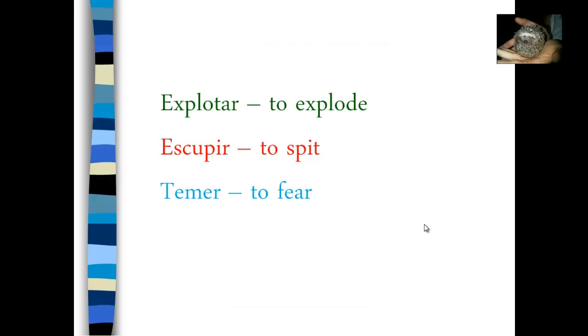So you have explotar, which means to explode, escupir, which means to spit, and temer, to fear. Now you'll notice I picked one AR verb, one IR verb, one ER verb. They're all regulars. I've given you the equation of how to do it. You've got the formula, you know what to do, so have a go. Now remember what you need to do. Remember the step-by-step process.